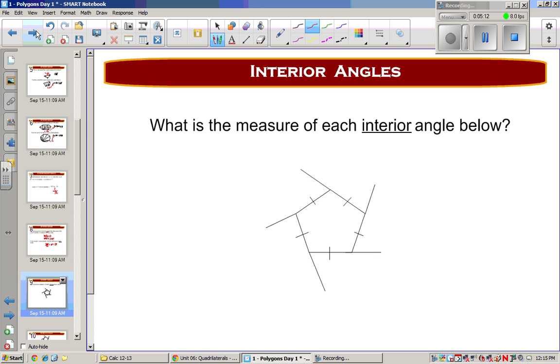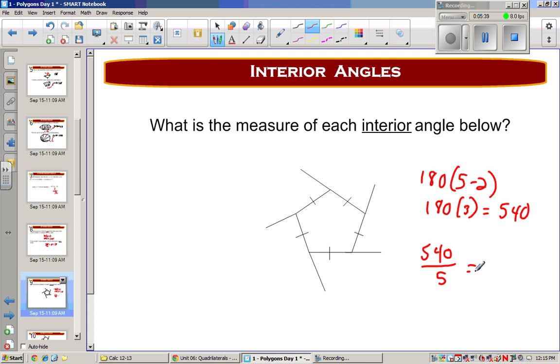Now let's look at a pentagon. We'll assume that this is a regular pentagon. What we do is we take 180 times 5 minus 2, since it has 5 sides. So 180 times 3, and that is 540. Now since there's 5 sides, we take 540 divided by 5, and that will be 108. So each angle would be 108.